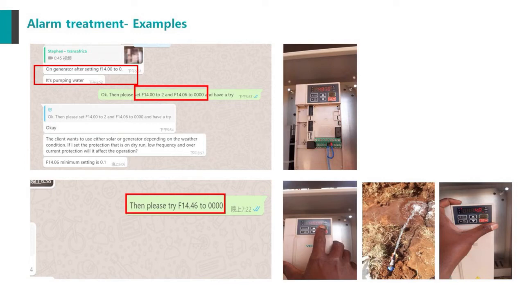And after setting it to the VFD mode just now, the customer told me the inverter is pumping water. So we know that the power is enough and the MPPT mode couldn't work. So we need to adjust these MPPT parameters.